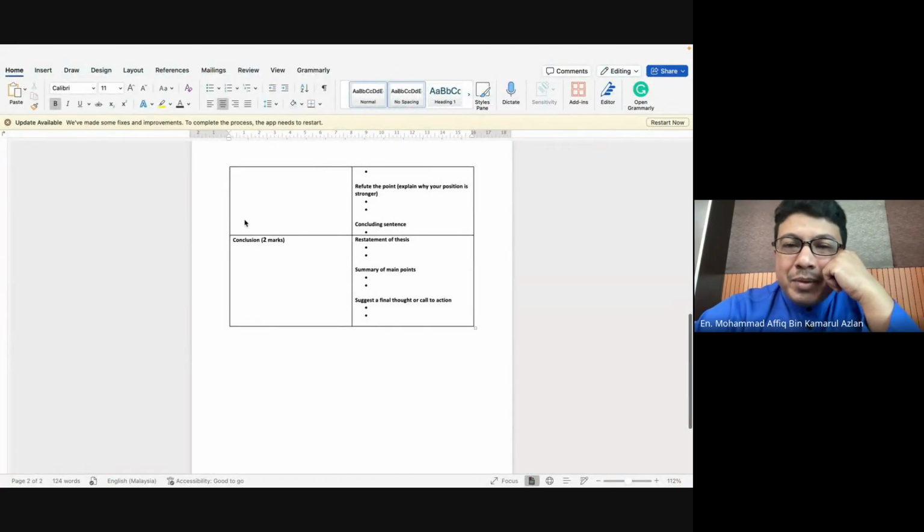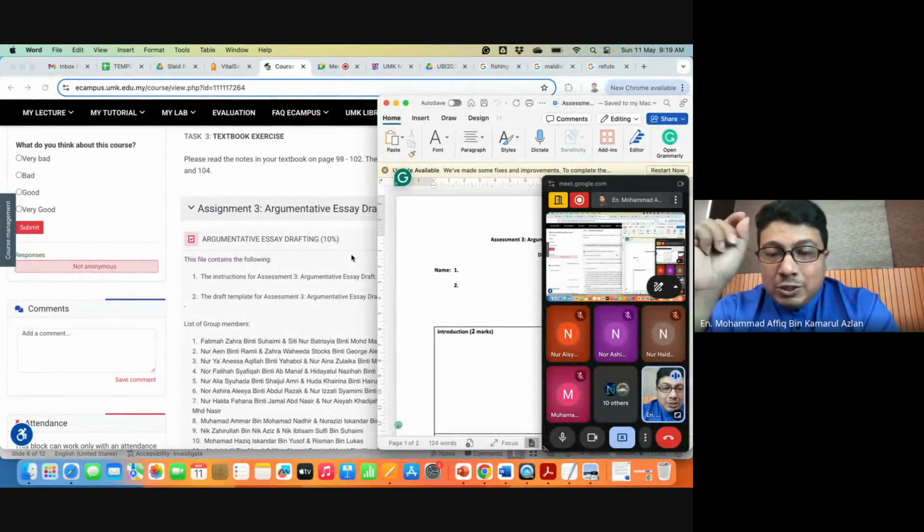So this is the template for assignment 3. That means after this week, you can write the introduction paragraph already. Next week, when we learn about the body paragraph, you can add some more to your draft template, the body paragraphs, and then the conclusion paragraph the week after that, and then you can submit. So that is why we have the assessment this week. So you can do this week, next week, the week after that, week 12, then you submit the complete draft.